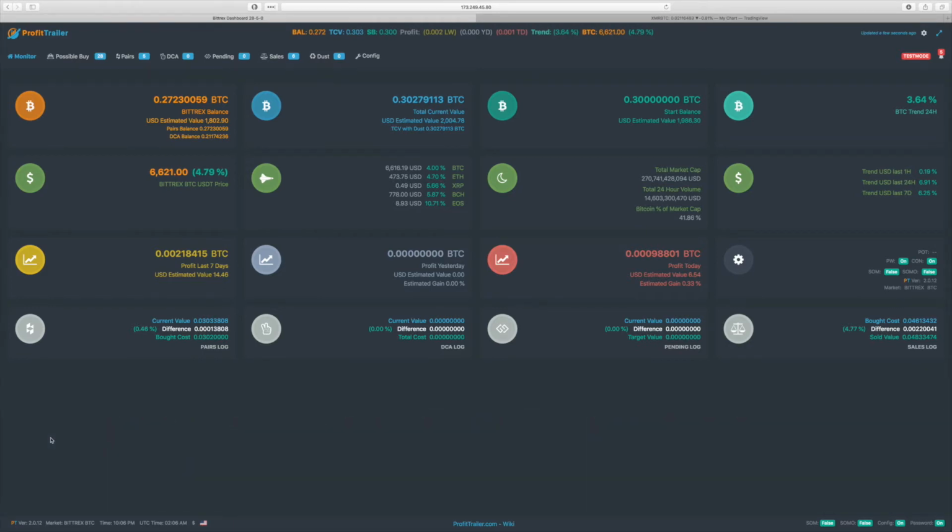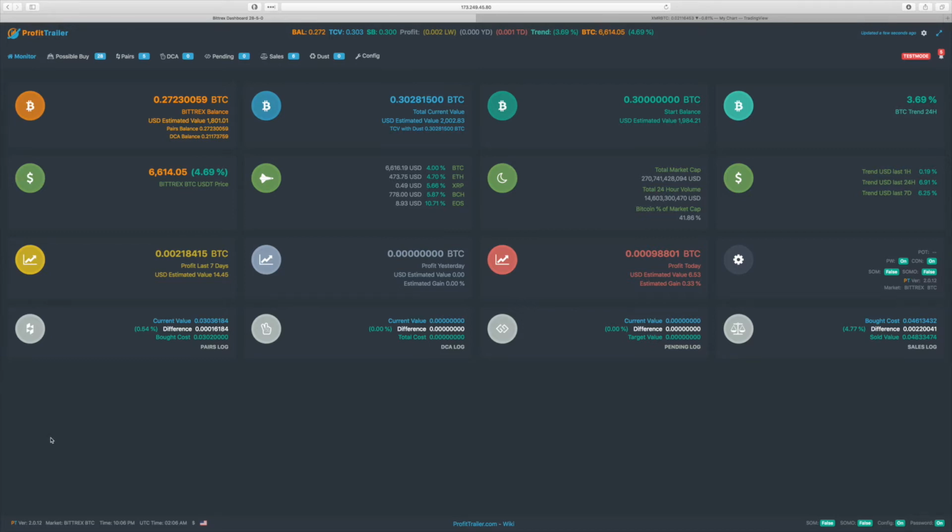In this video I'm going to be going over an old holdover from the prior version of ProfitTrailer, and that would be the EMA and SMA cross strategies. I'm going to cover them both here because they are very similar, and the only difference between the two is that one uses an exponential moving average and the other uses a simple moving average.